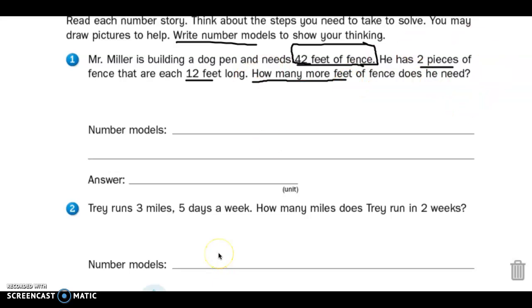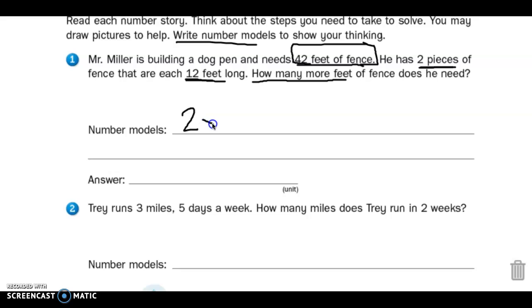So what would our first number model be? This is what we need total, and right now we have 2 pieces of 12. But since it's 2 pieces, I don't know how much we have total. So let's figure out how much we have right now. What would my number model be if I had 2 pieces of 12 feet long?